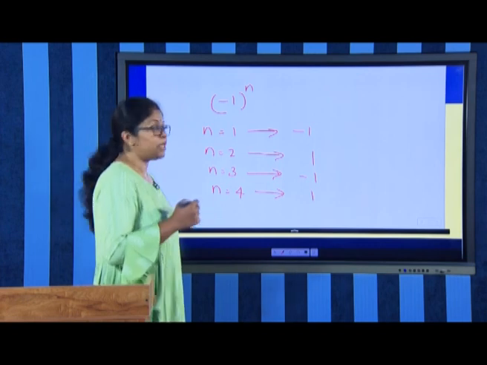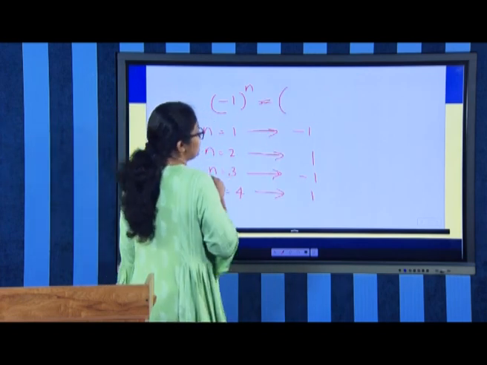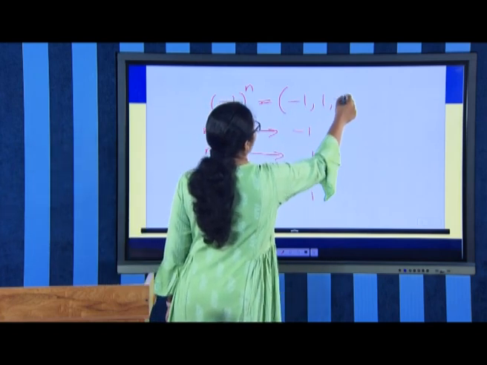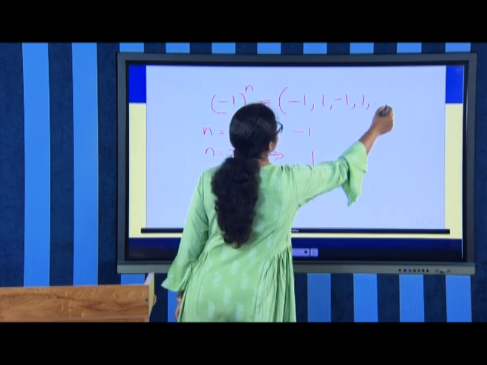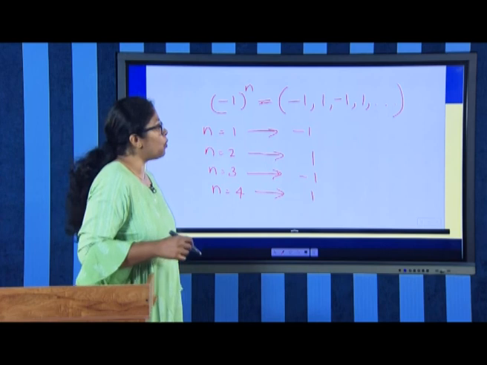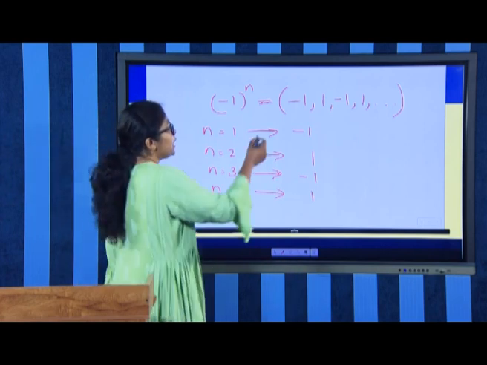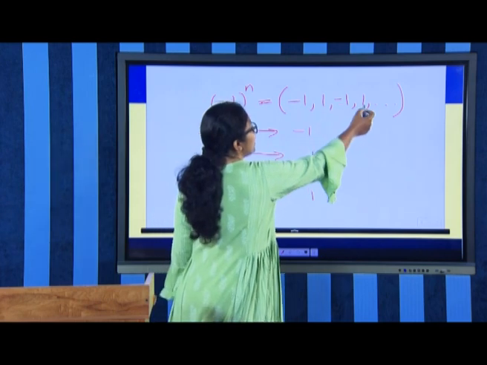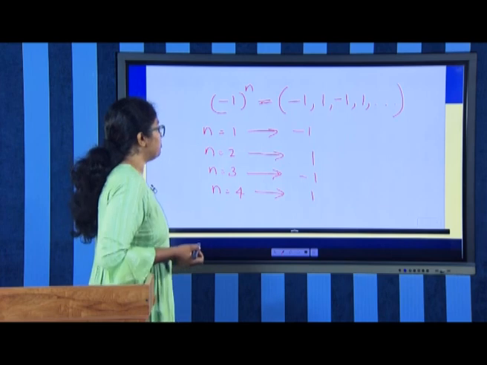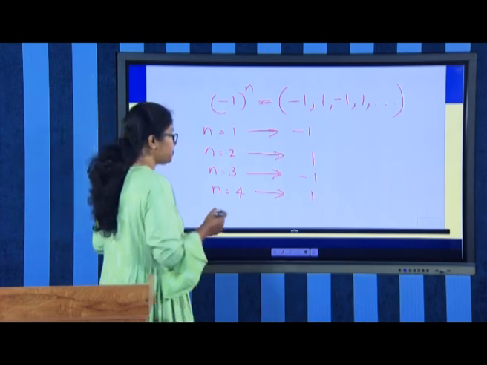So, this is a sequence which consists of only two elements, alternately negative 1 and 1. For all natural numbers, we get either negative 1 or 1 as the image, and precisely negative 1 is for odd natural numbers and 1 corresponds to even natural numbers. So, this is a very good example of a sequence.